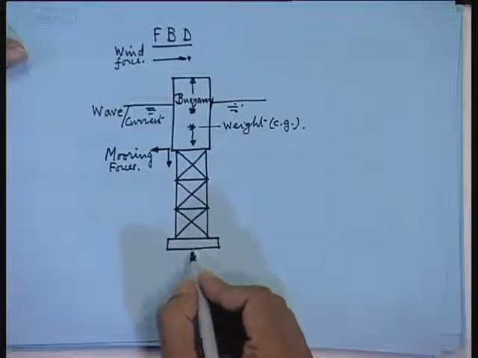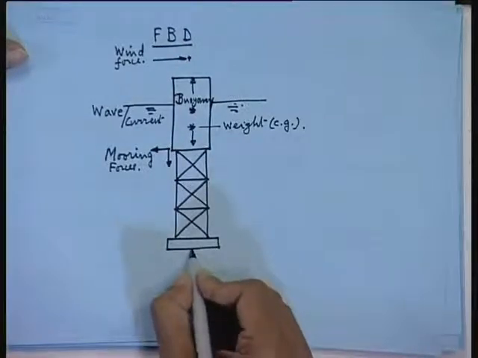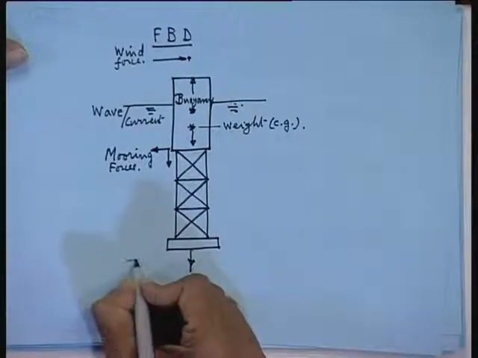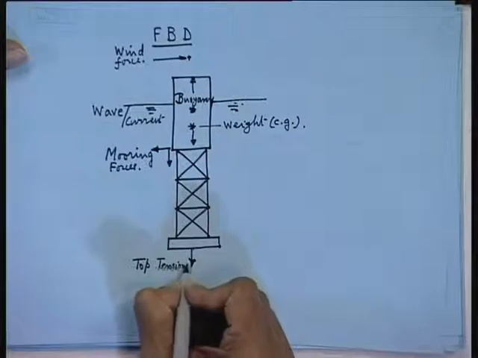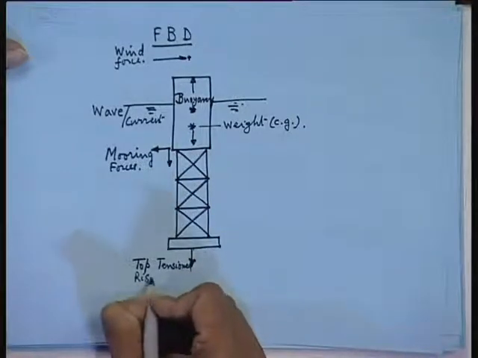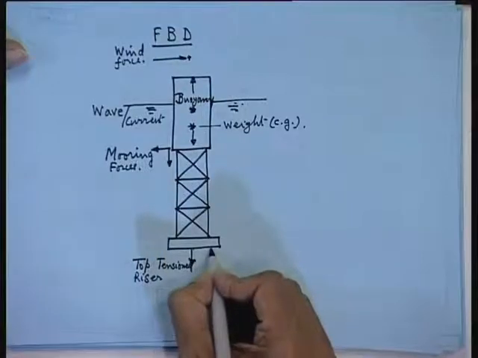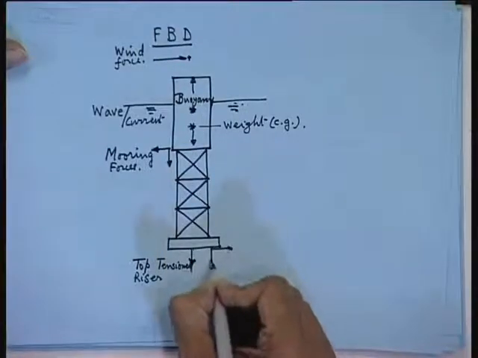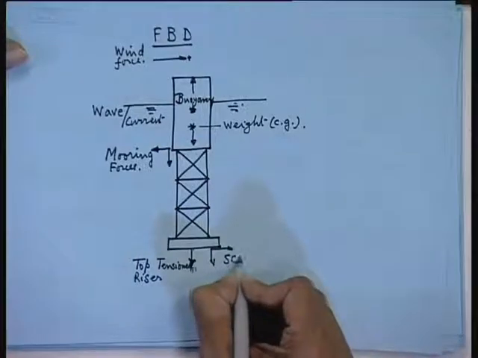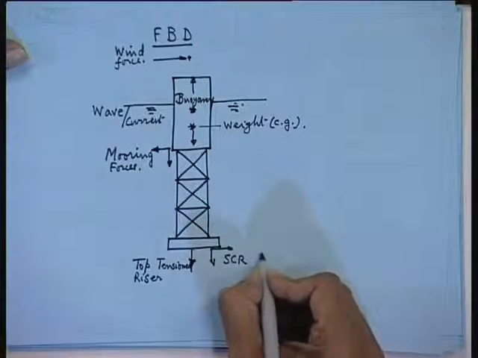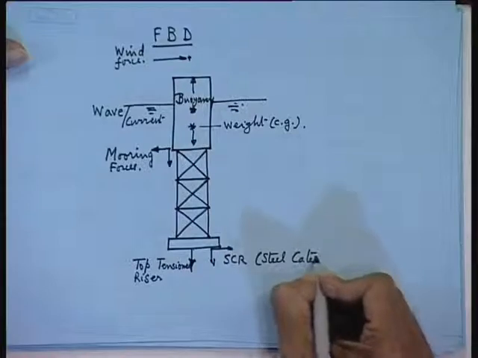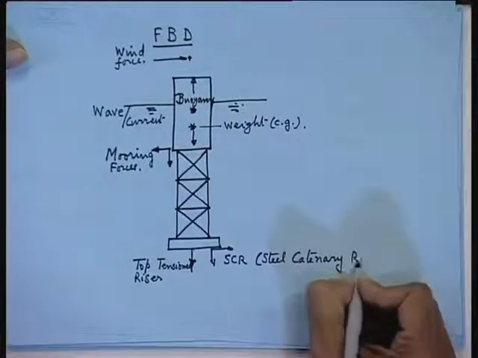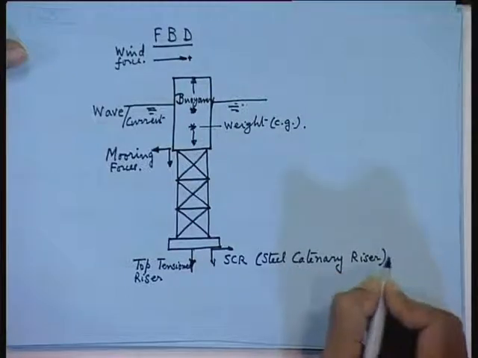Now, at the bottom you will find riser force. Normally these are two risers, one is called the top tension riser. And your SCR will be coming somewhere here. SCR is steel catenary riser. So, you try to find out the mechanics.